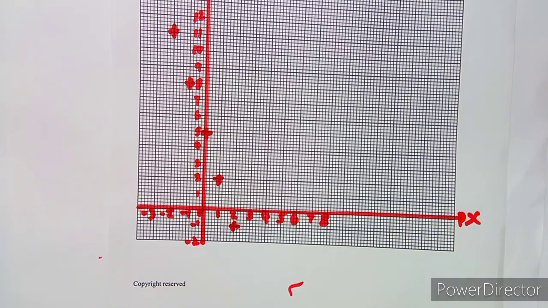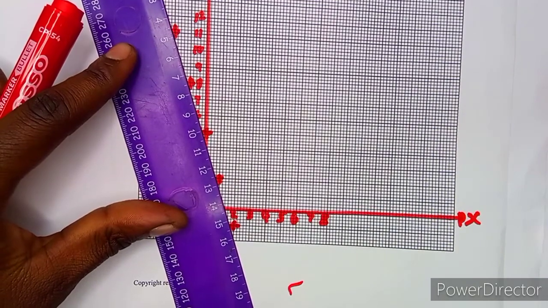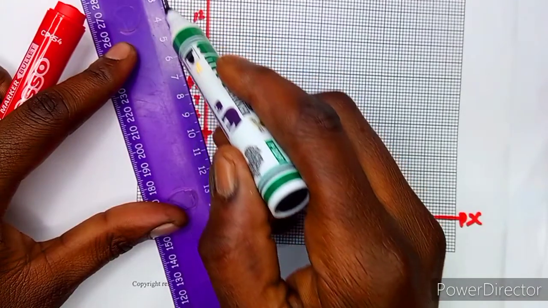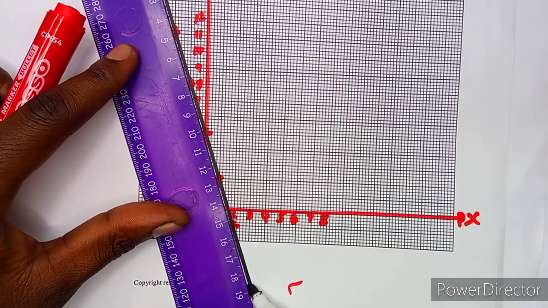So using these points, you are going to join the points to give us a straight line using a ruler. So these are the points that we have. Let's see if they are going to create a straight line if we are to join them, because you're supposed to join these points, guys. Are we going to have a straight line here? Yes, the straight line is going to be formulated.